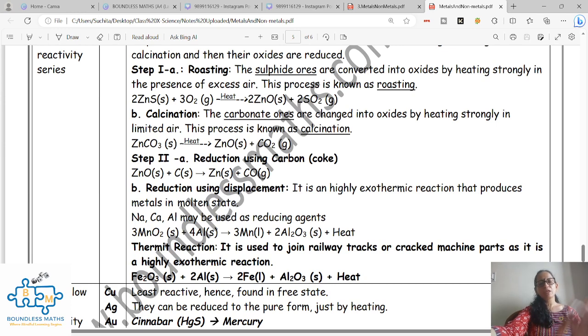Now, whatever way reduction is being done, it is a highly exothermic reaction when a metal is reduced to its pure form. So what do we do with the heat that is liberated in this process? When iron oxide is reduced using aluminium, which is a highly reactive metal, we get iron and aluminium oxide and a lot of heat is liberated. This heat is even used to join the railway tracks, and this process is called Thermite reaction. So it is very important to remember what is Thermite reaction. When iron oxide is reduced using aluminium, it is a highly exothermic reaction liberating a lot of heat which is used to join the railway tracks. So this is called Thermite reaction.